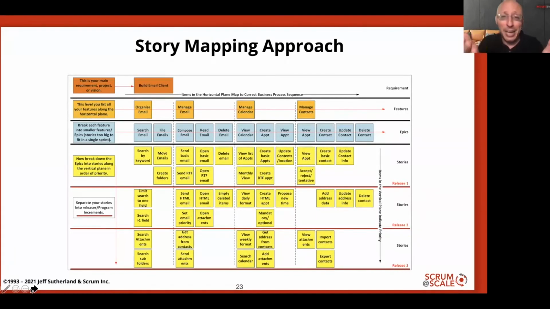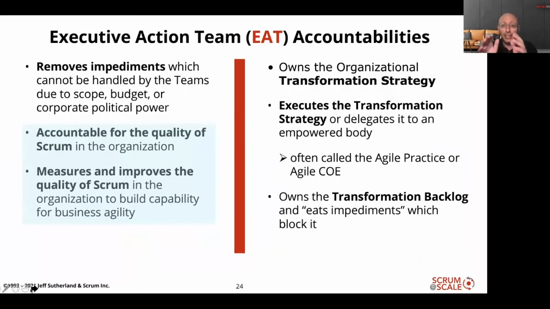So this is a sample backlog for an email client, but you should be able to do this for your transformation, where you have big pieces prioritized from left to right, and then smaller pieces prioritized from top to bottom, and even broken down into releases by sprint or by quarter, however you want to run it. But you need to make a story map for your transformation, and that's the executive action team's job. So we've got the strategy part down and the execution part down. Now let's talk about the accountability part.